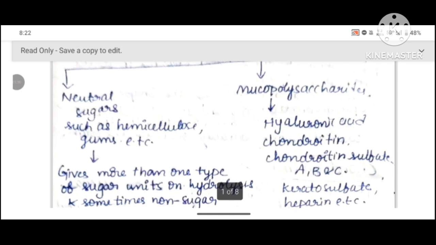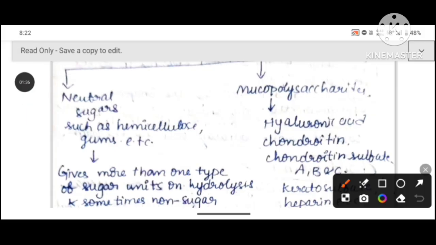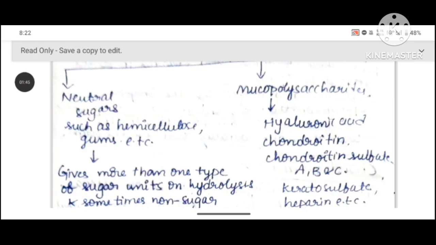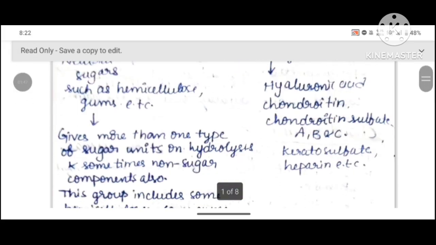And the second type is mucopolysaccharide, which is very important among the heteropolysaccharides. The examples of mucopolysaccharides are hyaluronic acid, chondroitin sulfate A, B and C, keratosulfate, heparin, etc. Before discussing these examples, we need to understand what mucopolysaccharides are.